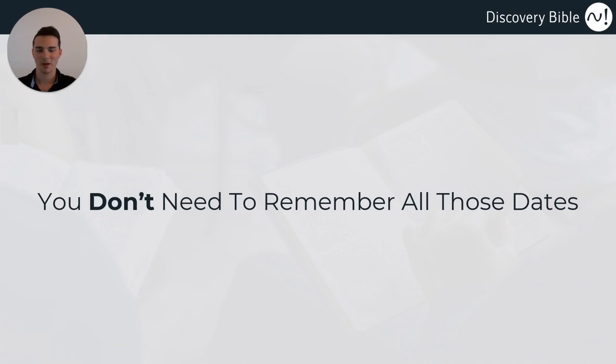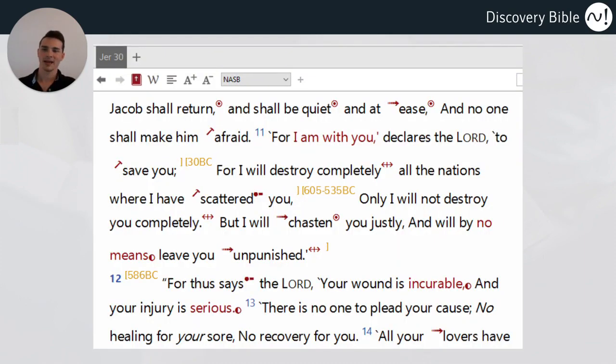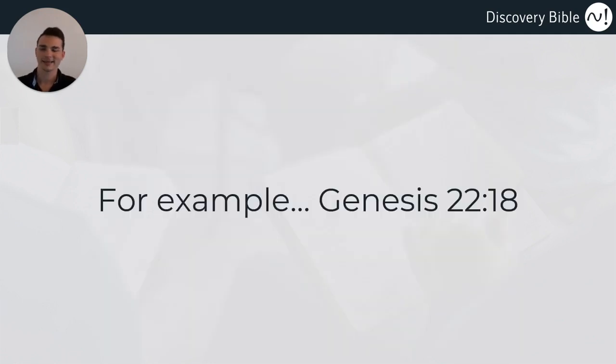I love it because you don't need to remember all those dates. Some like to remember them all, but when you're reading through a passage like Jeremiah 30, where there's lots of prophecies crammed together, not only do you not need to remember what those are referring to, or what those prophecies are, but you can just click on 30 BC to be reminded of what it's referring to. Click on 605, click on 586, and the Discovery Bible will tell you which event is being referred to. I want to look at some more examples with you guys, just to highlight how this impacts your reading.